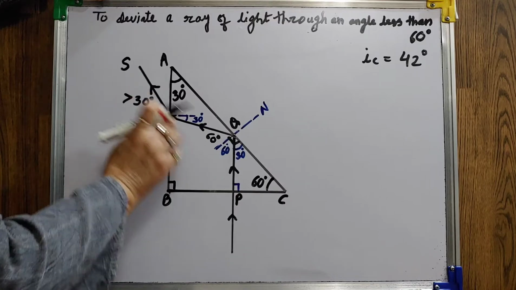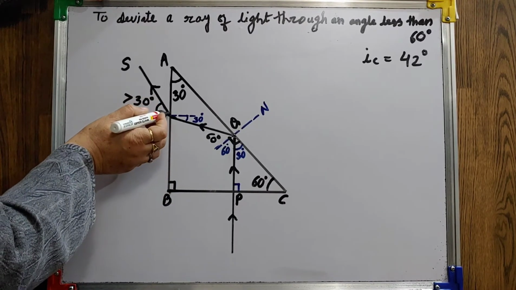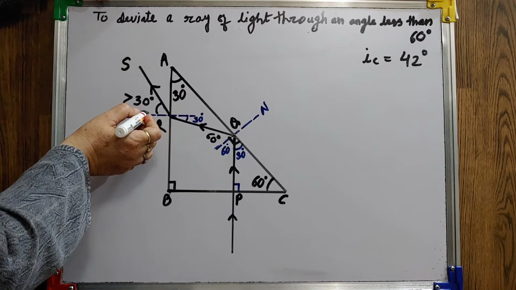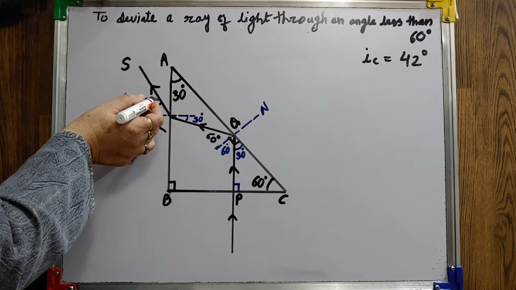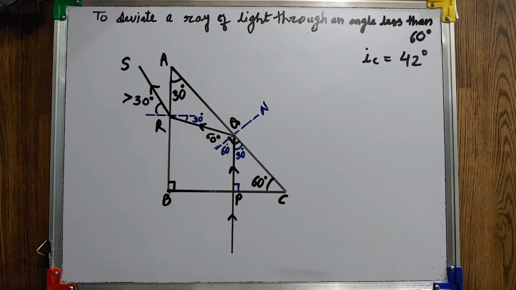Why? Because the ray has entered from glass to air, denser to rarer. So, this refracted ray moves away from the normal. So, this angle is greater than 30 degrees but less than 60 degrees.